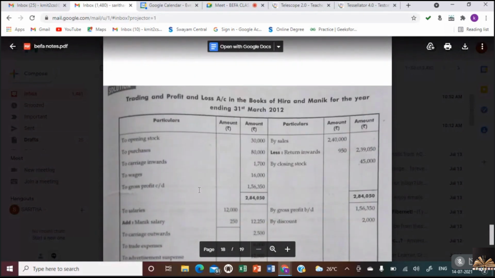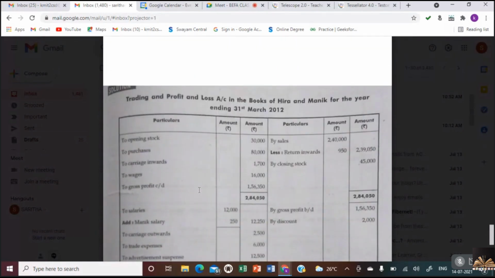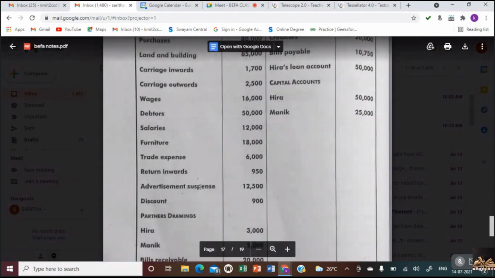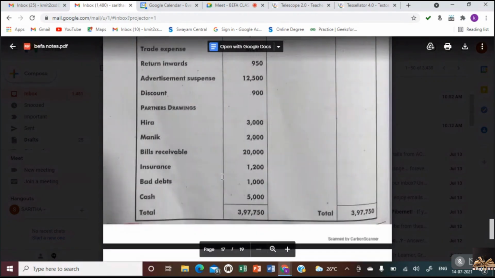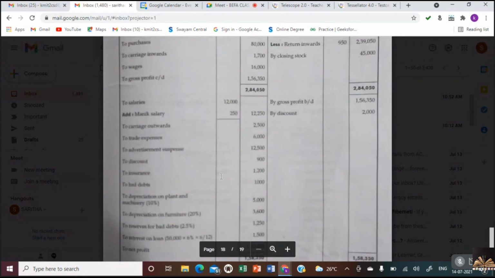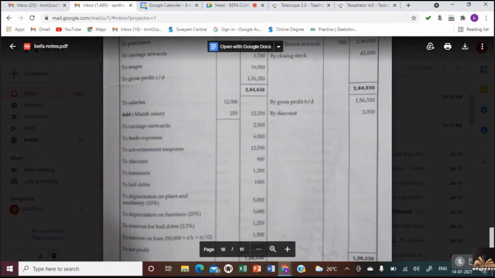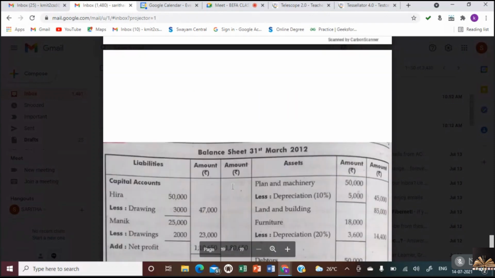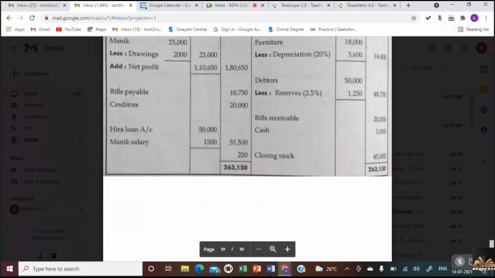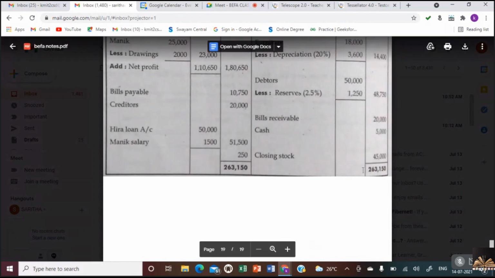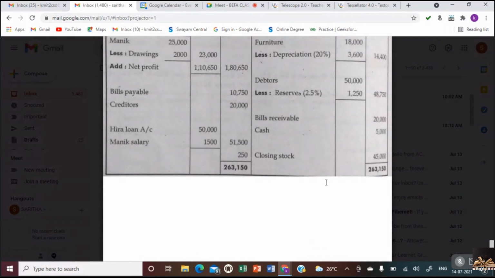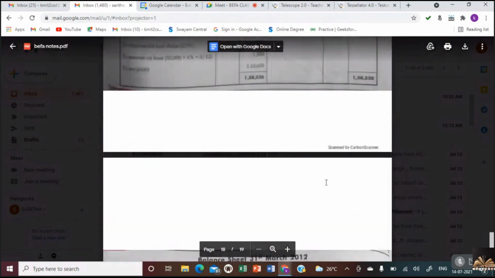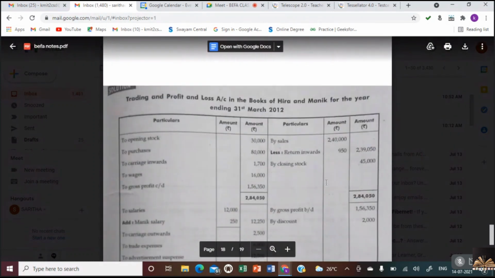So this is the one full-fledged problem that we have, and this is the preparation of final accounts, the big main question. He'll give you the trial balance like this, and you have to prepare first the trading account, then the profit and loss account. The trading account gives gross profit, the profit and loss account reveals net profit, and in the balance sheet the total of the asset side should be equal to the total of the liability side. Is it clear? Any doubts you have?